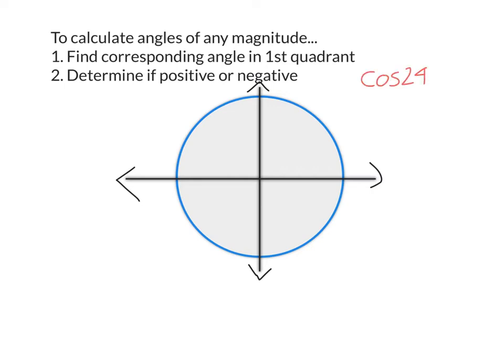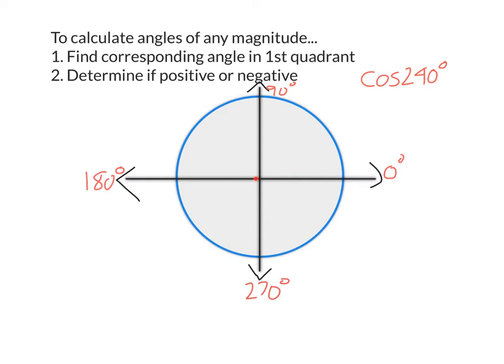We're going to calculate the exact value of cos 240 degrees. So let's start by drawing the unit circle, and after you've done this a few times, hopefully you won't need to do this. So 240 degrees. Remember, we start at 0 and it goes anti-clockwise. 90, 180, and then 270. So cos 240 degrees will be in this quadrant here.